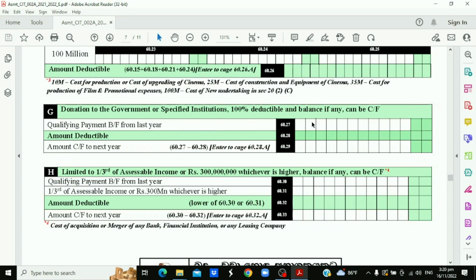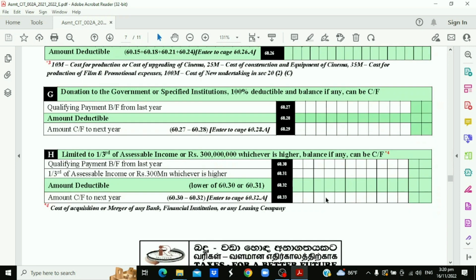Then we can identify the brought forward value here. If the value is permitted to deduct the entire amount, they can deduct it, right? There's no restriction here. Then if it is not able to deduct, we can carry forward whatever the remaining amount. Then the last one is for the qualified payment, previous part.